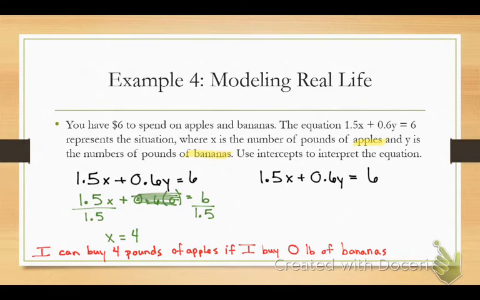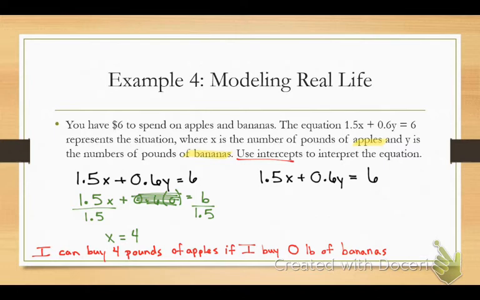Okay? When it says in the question to use intercepts, that means right there it's an all or nothing scenario. If I'm using intercepts, then one of my values is 0. When one is 0, meaning I buy no bananas, then I can buy 4 pounds of apples. So guess what? If I bought 2 pounds of apples, I have some money left over. I could buy bananas. All right?